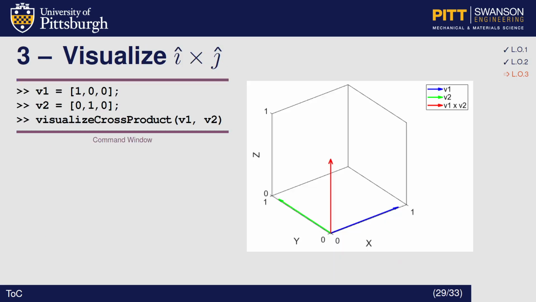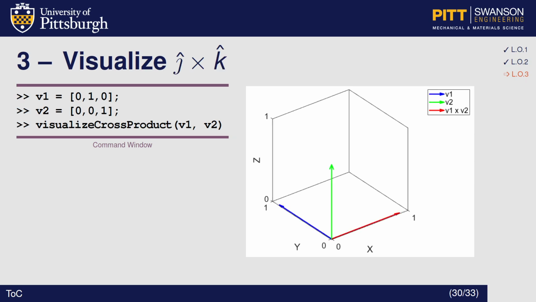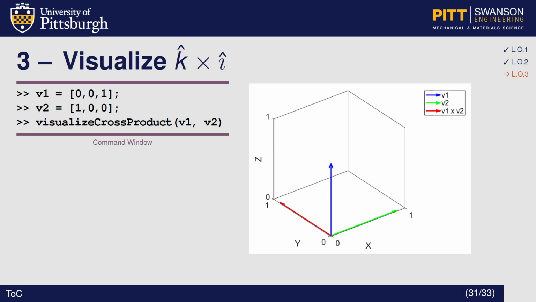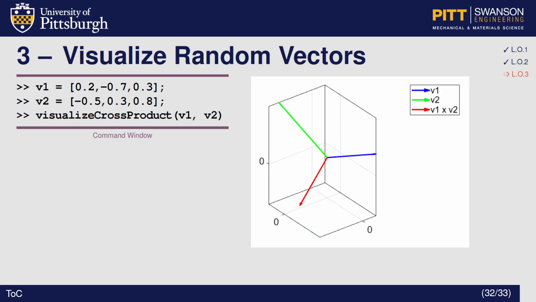We can now test this function by visualizing the cross product between the unit direction vectors i hat and j hat, which we know produces the third, k hat. Then we can test j hat cross k hat, which produces i hat. Note that the colors have changed correspondingly. And then k hat cross i hat, which produces the j hat vector. And for fun, let's show what this looks like with just 2 random vectors. This can be a very helpful tool for visualizing cross products for yourself.